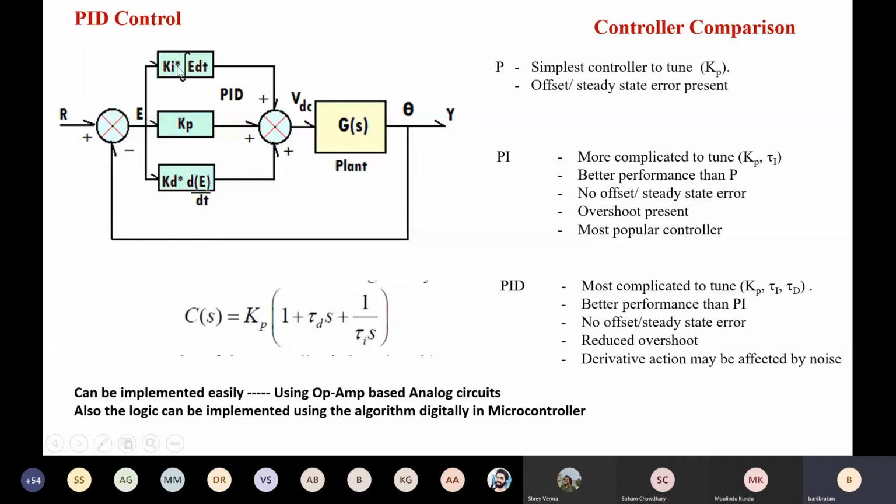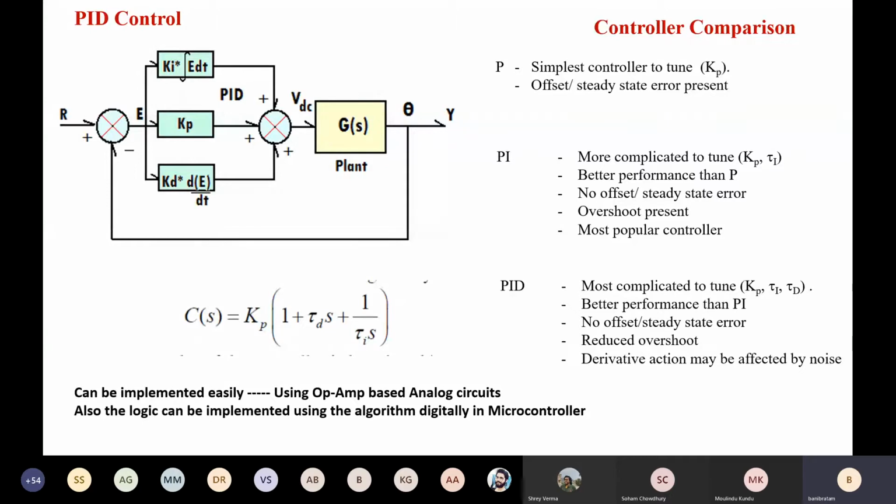Okay. Now, how can we implement a controller? Implement means what? Here I have to implement this block, and in that block, what are the parameters? Mainly three parameters. If I consider PID, KP, tau D, and tau I, and these are the controller inherent parameters. Controller inherent parameter means what? Who will design the controller? That designer will design the controller.